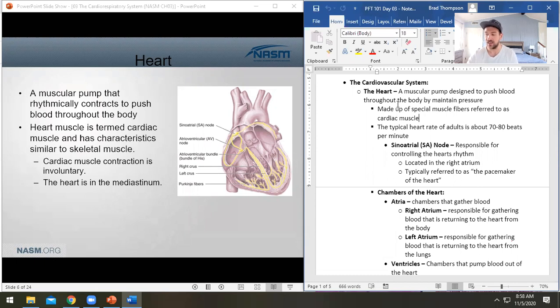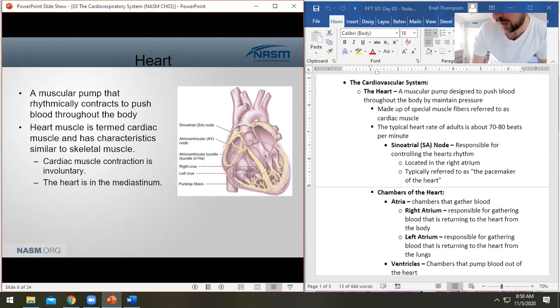So that is your heart muscle, right? In a typical heart, when it's beating, we usually describe about 70 to 80 beats per minute. Your heart muscle is termed cardiac muscle, like we said. Its characteristics are similar to skeletal muscle, but a little bit different. One of the other things is that cardiac muscle fibers contract involuntarily. They are under the control of your autonomic nervous system.